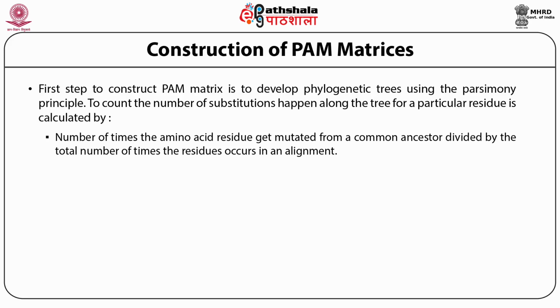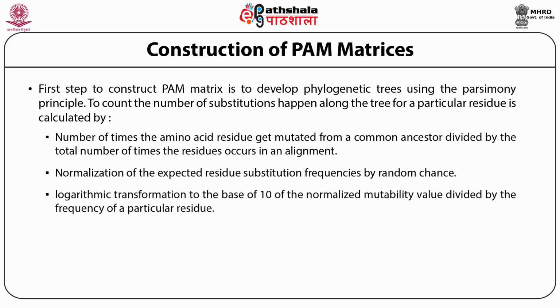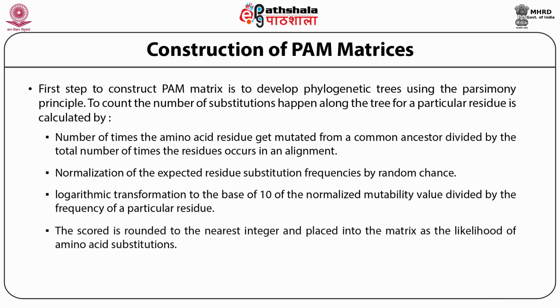If you take a sequence alignment, how many times does the amino acid occur? That is one point. The second point is how many times the amino acid gets mutated in the sequences. Then you normalize the expected residue substitution. That means you normalize the frequency of the expected residue by random chance and the number of times it is getting mutated. Then you take a logarithmic transformation to base 10 of the normalized mutability value divided by the frequency of the particular residue. Then the score is rounded to the nearest integer and placed into the substitution matrix as the likelihood for the amino acid getting substituted.